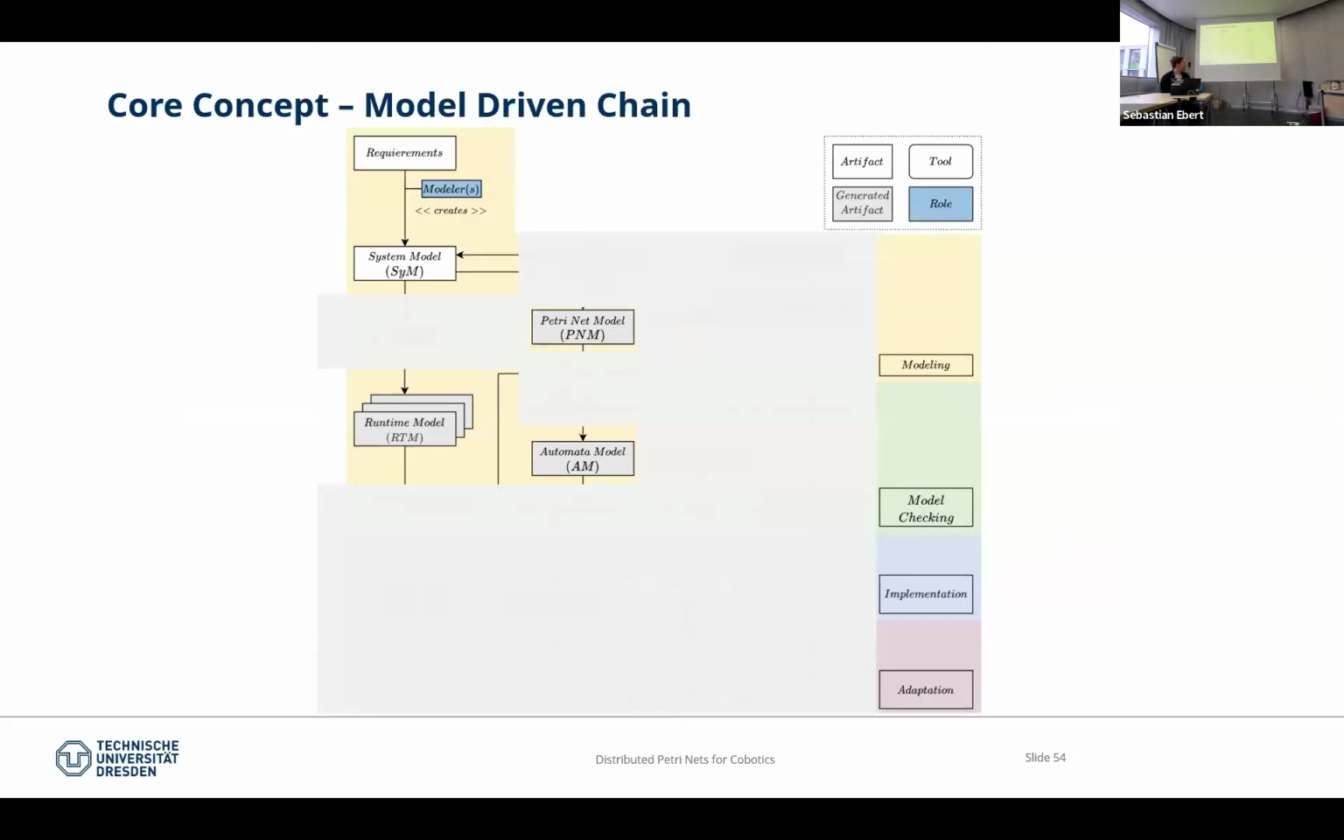So what we see for now here are 4 lanes for modeling, model checking, implementation, adaptation, as we just saw it. And on the left part, we see our 4 models: the system model, the runtime model, the patchnet model, and the automata model. So far, we know everything.